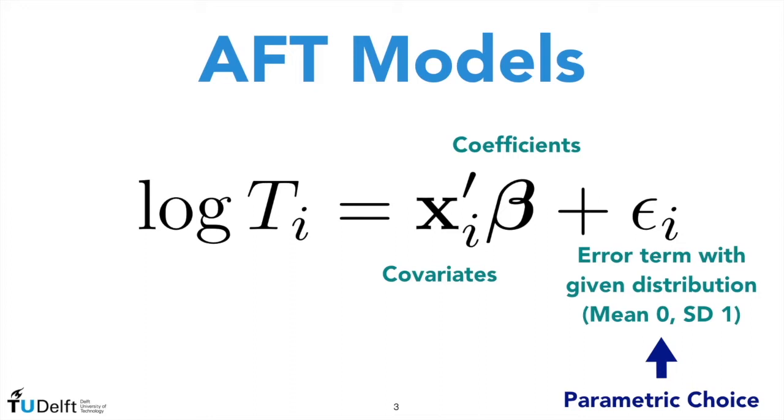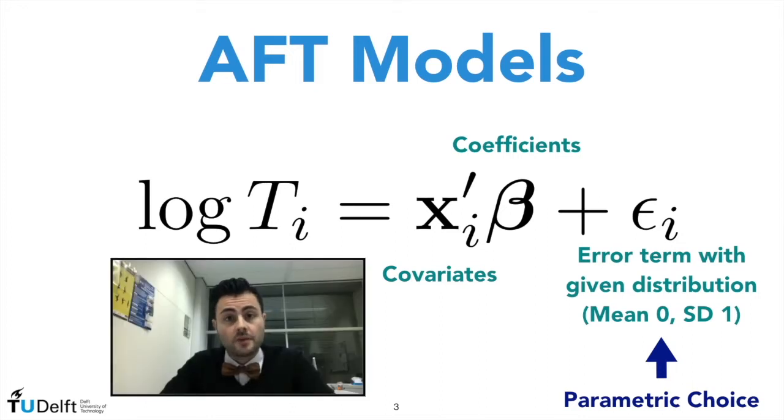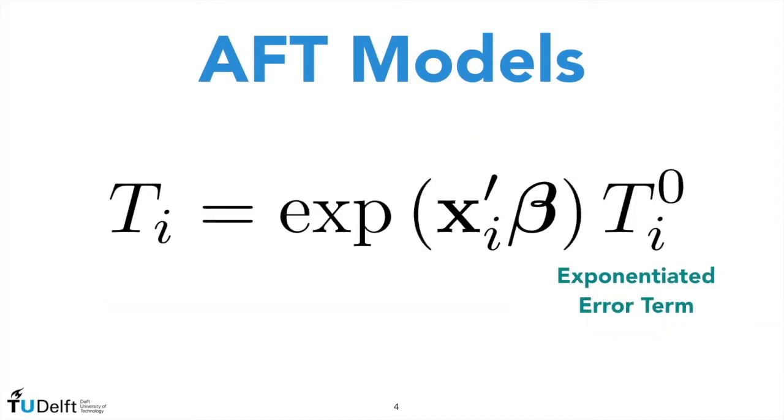In particular, changing the distribution of the error term, we can obtain very different models. Typically, we assume this error term to have mean 0 and standard deviation 1, but this assumption can be somehow relaxed. In other words, in an accelerated failure time model, the distribution of the log survival is just a simple shift of the baseline distribution of the error term. By exponentiating, we obtain the following representation, where the error term is now substituted by the exponentiated error term, Ti0.